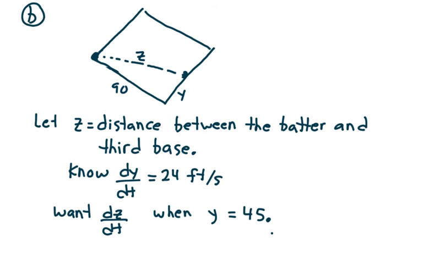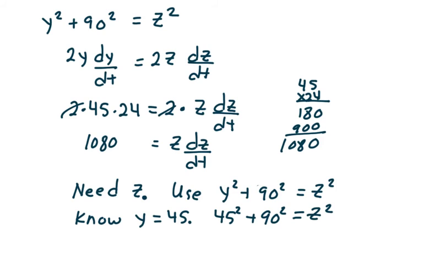Now, for part B, so we're going to let z equal the distance between third base and the runner, or the batter. And we know still that dy/dt is 24 feet per second, and we want dz/dt when y equals 45, so it's the same conditions. But the difference is we're looking at this right triangle. So over here. A little bit easier in some respects, because here y squared plus 90 squared is equal to z squared.